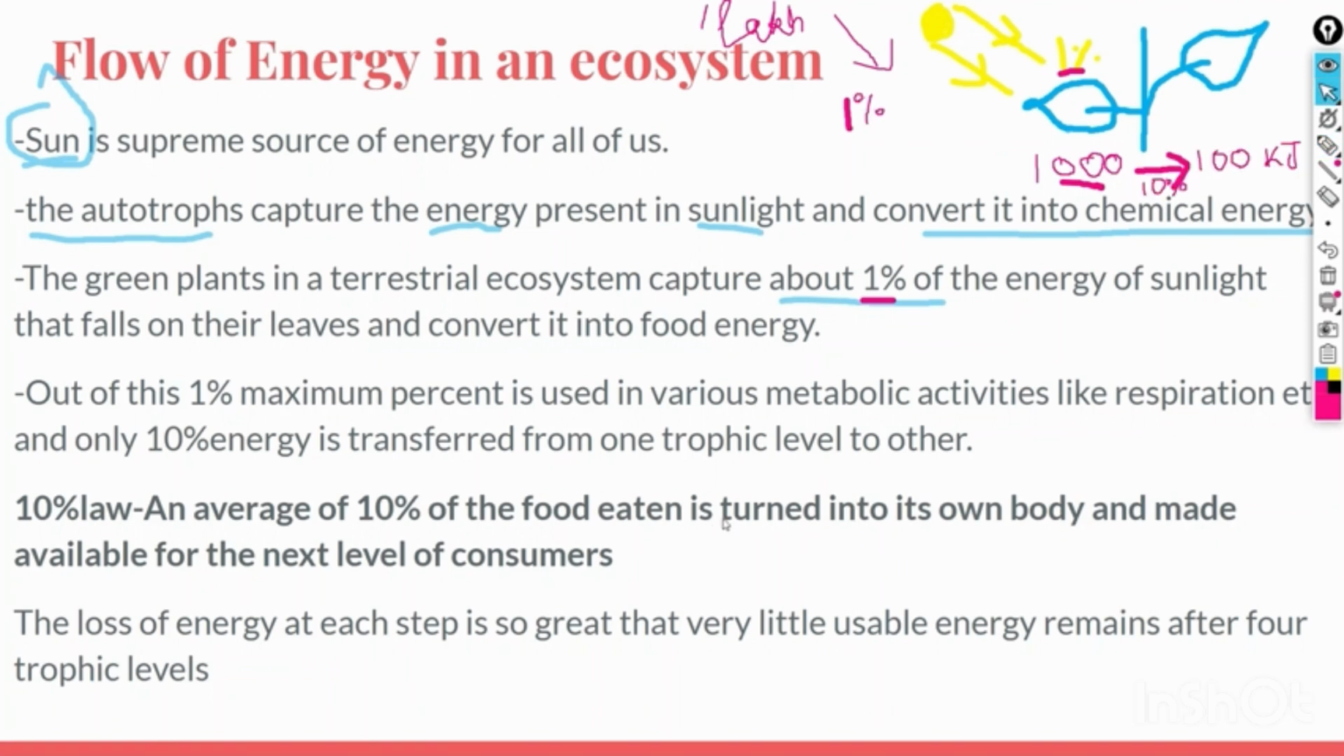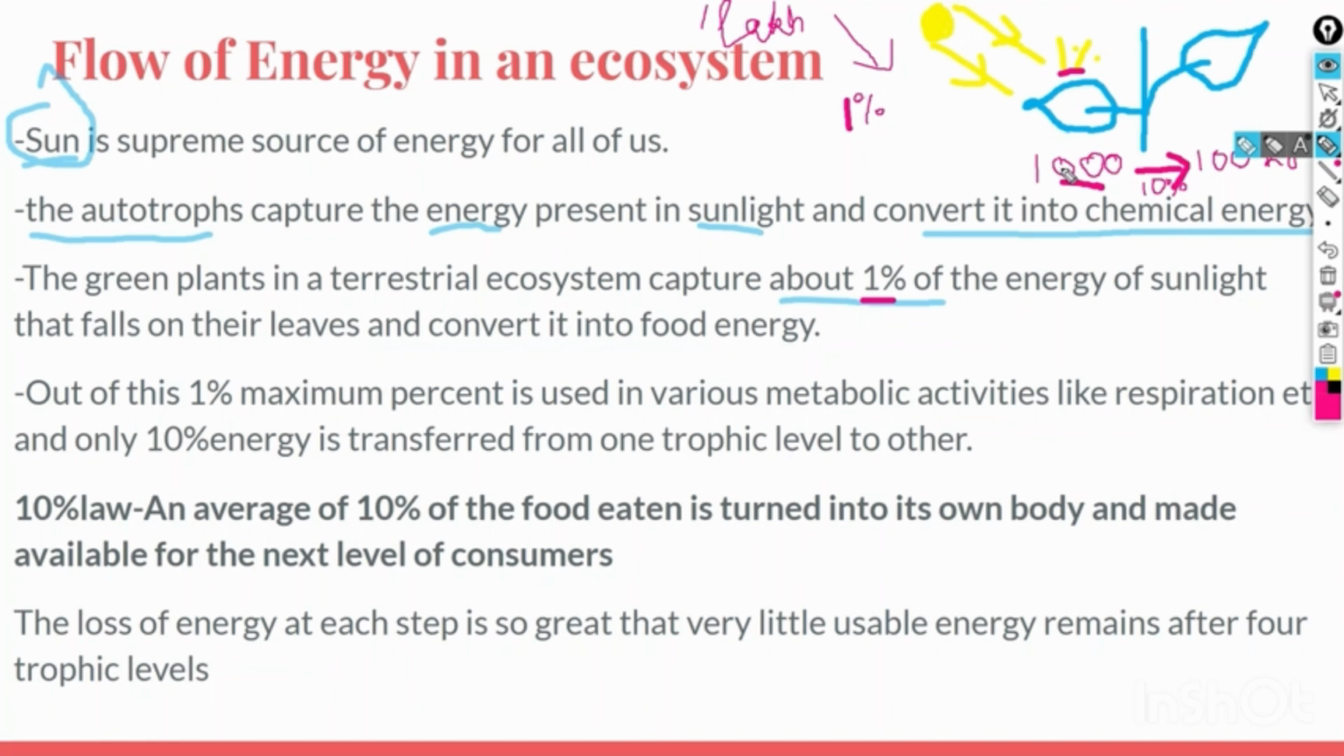So now out of this 1000 kilojoules of energy which the plant has converted into food energy, a lot of energy is used for various metabolic activities of the plant. Like the plant has to respire, the plant has to do photosynthesis, the plant has to grow, reproduce.